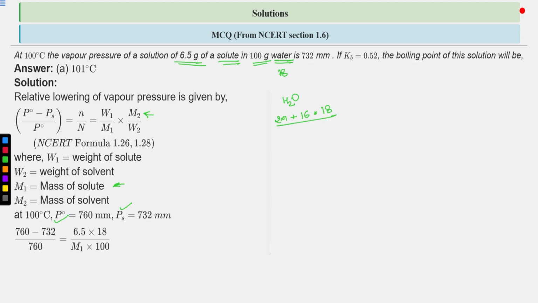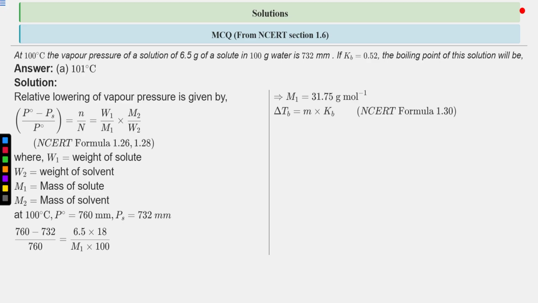In this whole equation, the only variable is M1, so you have to find this. After solving this equation, M1 comes out as 31.75 gram per mole. So this is the molar mass of the solute.